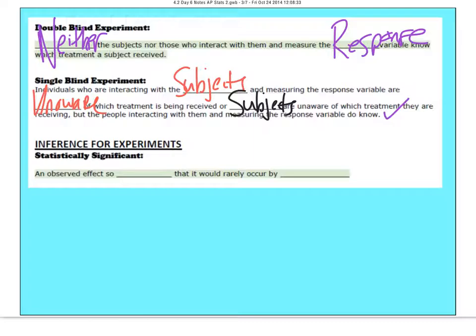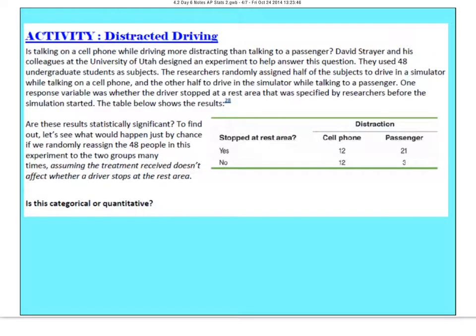The other thing we need to talk about is inference for experiments, and if something is considered statistically significant. What statistically significant means is that an observed effect is so large that it would rarely occur by itself. Basically, this just means the observation that took place is so rare that it would occur by itself that it could be statistically significant because it happened when we weren't expecting it. Now, let's talk about this activity here to help us investigate and set up if something is considered statistically significant.